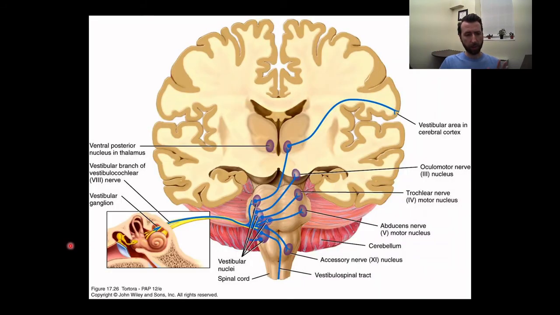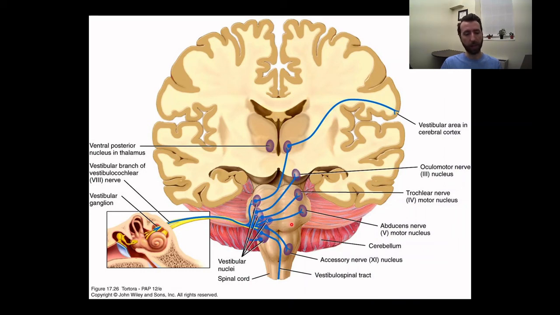Okay, just to show this in a different way, we have our input coming in from cranial nerve 8 that synapses along the vestibular nuclei, which are distributed throughout the hindbrain, cerebellum, pons, and even in the medulla. You can see that there is a synapse initially here in those vestibular nuclei, and then the projections from that nucleus go to a number of different places.